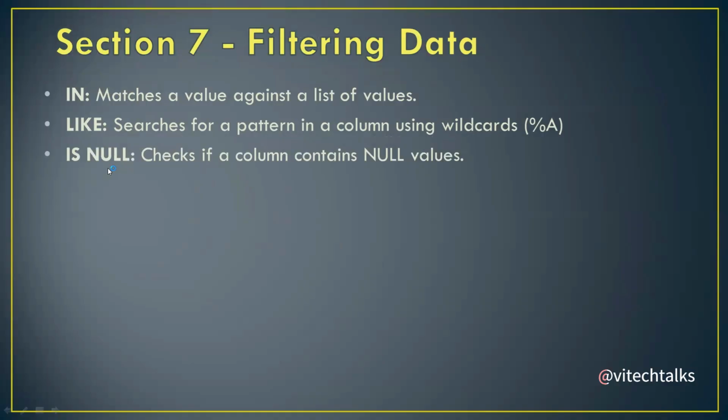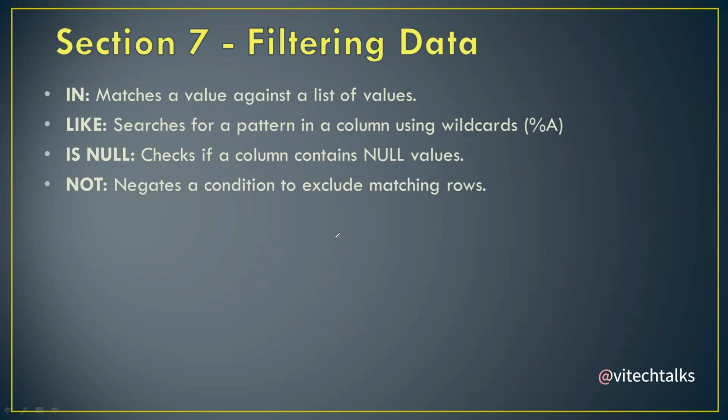Then IS NULL. We don't have the option of equal to NULL. Instead of giving equal to NULL, we use IS NULL. Equal to NULL is wrong, so we need to use IS NULL. Then finally, we are going to talk about NOT, like is not null or not equal to some specific value. It is going to negate the condition to exclude the matching rows.